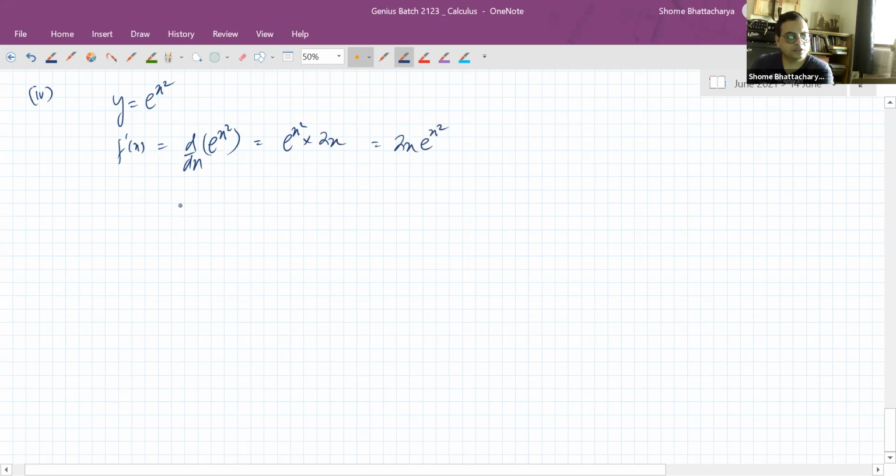So critical points. Now second derivative is also equally easy. Differentiation of 2x into e raised power x square. So that will become 2 into e raised power x square plus 2x into differentiation of e raised power x square, which we have seen as 2x e raised power x square. So this is our second derivative.